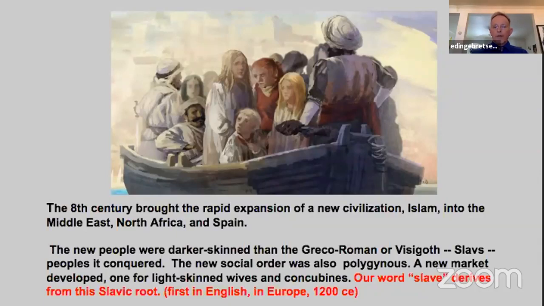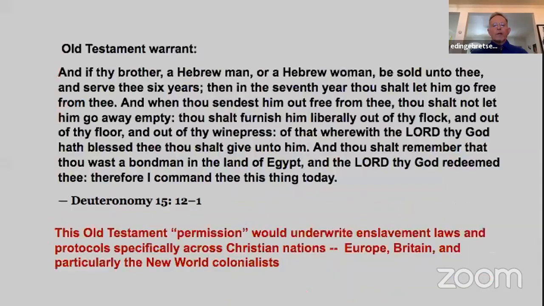Now, this is a translation that you will see in Christianity as well. But in the 8th century, you have a rapid expansion of a new civilization, and the new people were darker skinned than the Greco-Roman or Visigoths. And the new social order was also polygynous, and a new market developed. So our word slave comes from the Slavic root, which begins to appear first in English and in Europe around 1200. And so there were probably 4 or 5 million enslaved Northern European persons who were moved to the South, to the Middle East and beyond into Asia during these early parts of the era.